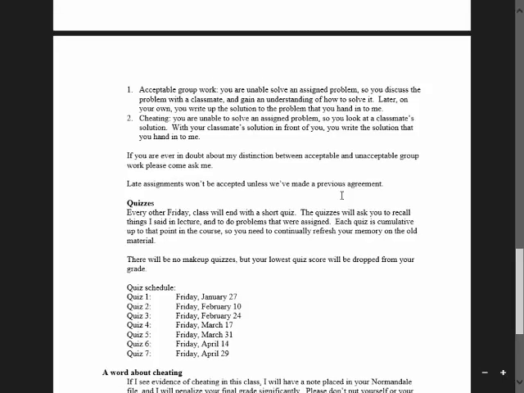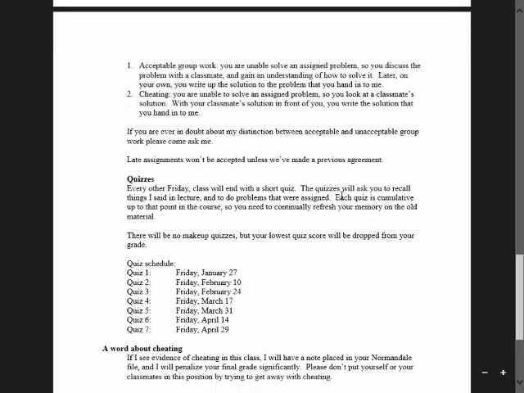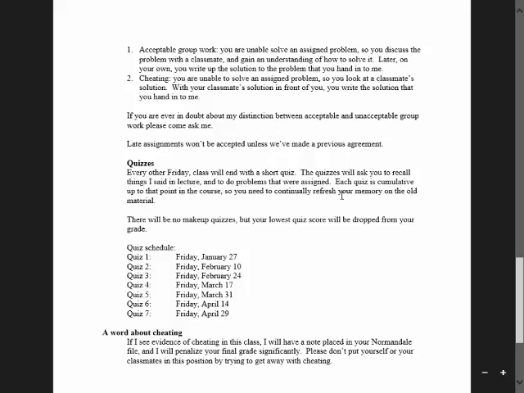And there's a quiz schedule there. So every other Friday, those are the dates. There are no makeup quizzes. There are 7 quizzes. They make up 10% of your grade, so less than 2% per quiz. So just don't miss many of those. Missing none is ideal. But I will drop the lowest score, so if you miss one, that 0 gets dropped.